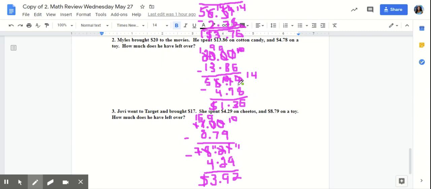So for number 2, your final answer is $1.36 is what Miles will have left over. For number 3, $3.92 is what Jovi will have left over.